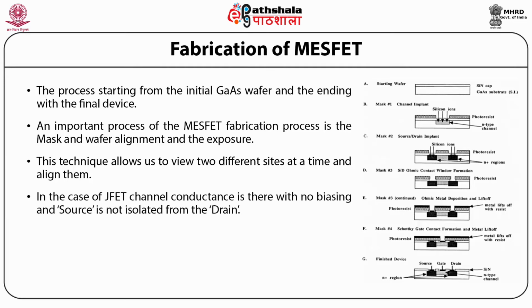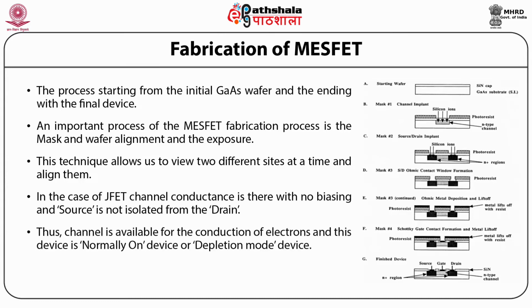So in the case of JFET, channel conductance is there with no biasing and the source is not isolated from the drain. Thus, the channel is available for the conduction of electrons, and this device is a normally on device or depletion mode device.